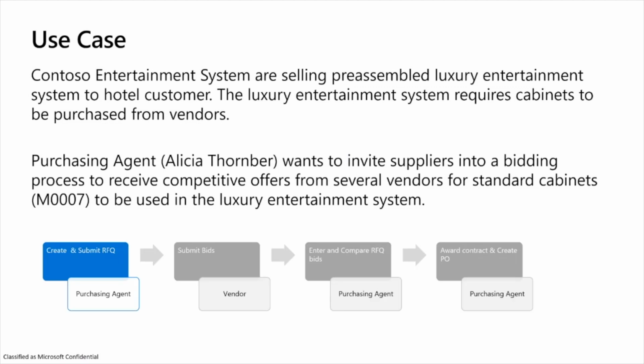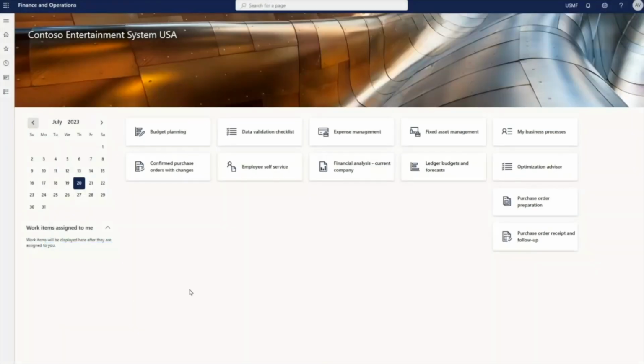So as you can see, in this request for quotation use case, purchasing agent Alicia will be creating a request for quotation, selecting the item quantity and other details, and will subsequently select multiple vendors to whom the RFQ should be sent, inviting them to bid. Let's move on to the system and look at this process.